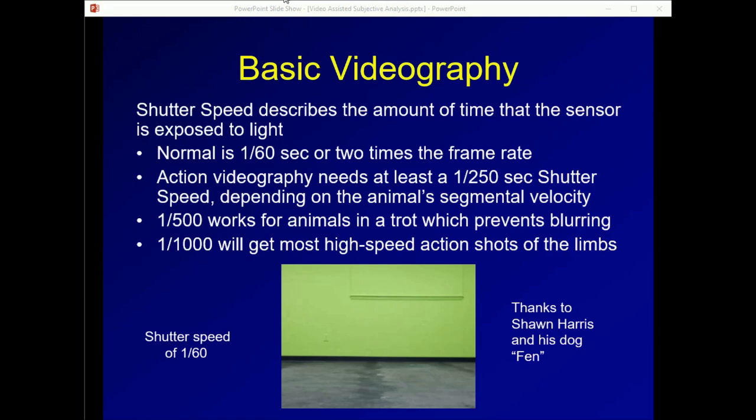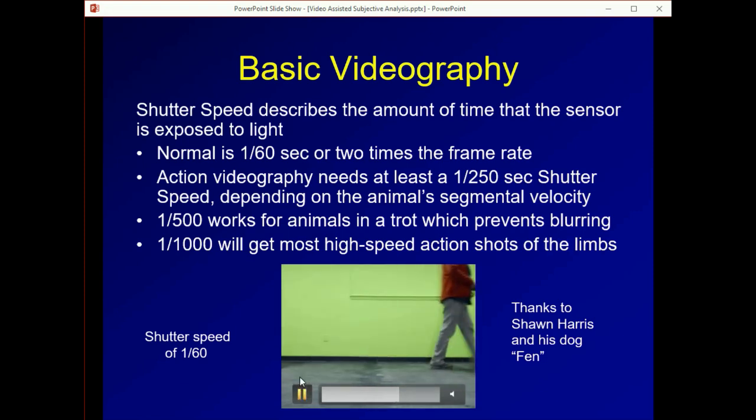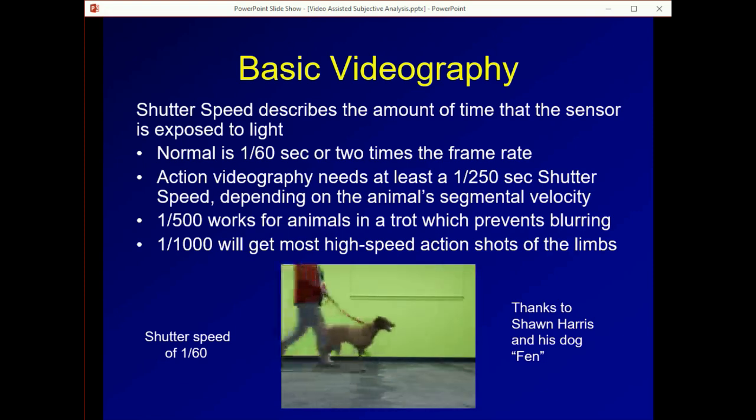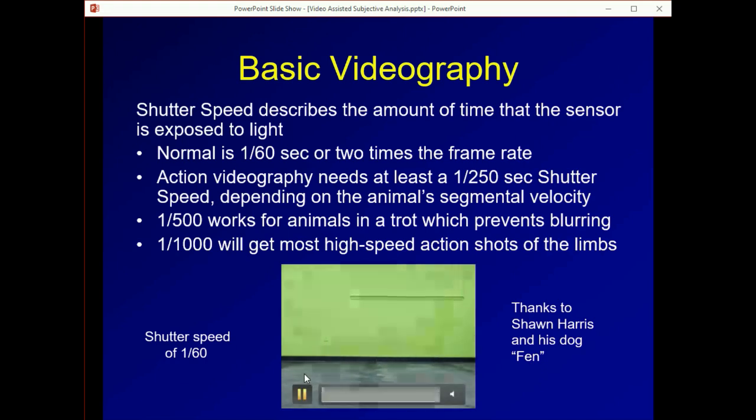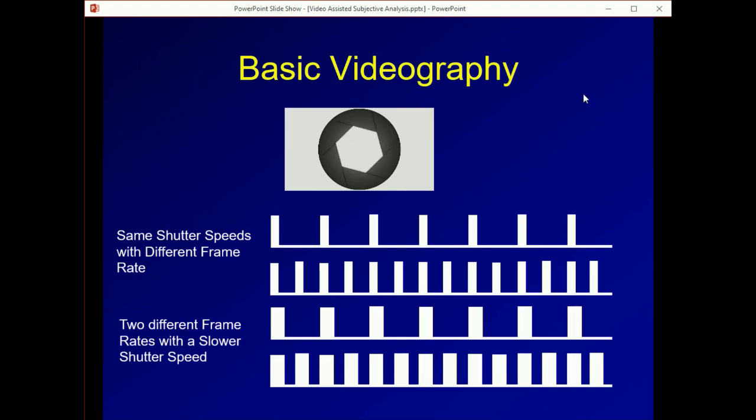This is an example of a video where the shutter speed was too slow, blurring the leg movements during the swing phase. When I stop the video, you can see that the limb going through the swing phase is blurry. So it's real hard to understand what's happening to that limb. I do want to thank Sean Harris and his dog Finn for allowing me to use this video for this presentation.